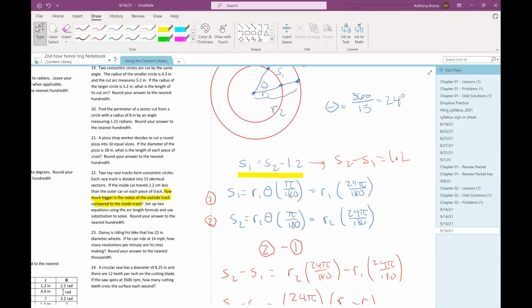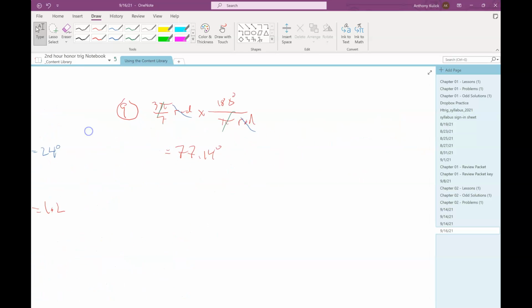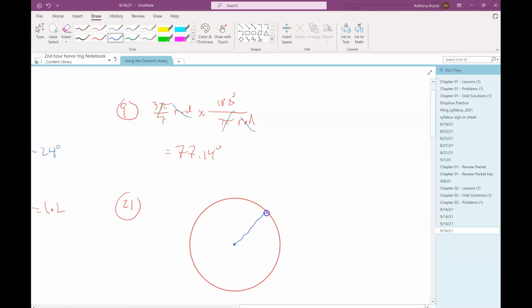Oh, what is the length of each piece of crust? Round your answer to the nearest hundredth. Okay. So let's draw ourselves a picture. Draw our pizza slice here. It's a round pizza, so we're going to have these triangular pizza slices. It says that it's cut into 10 equal slices. So what that's going to give me is that theta is 36 degrees.